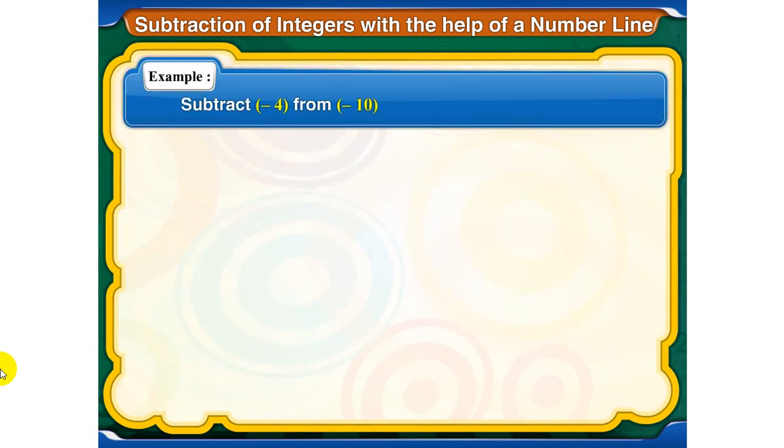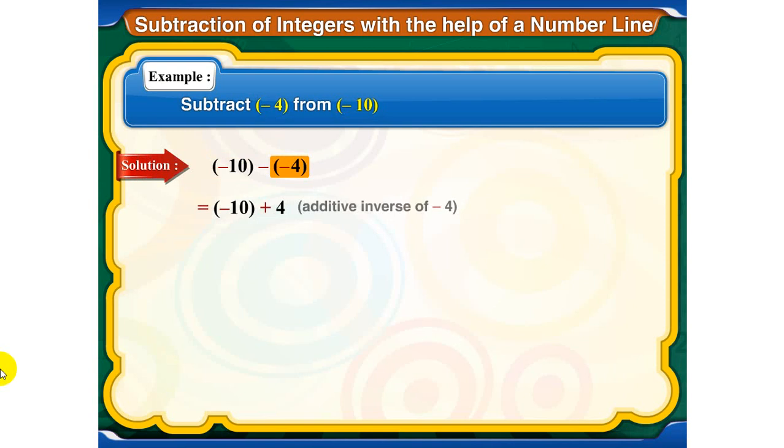Example. Subtract minus 4 from minus 10. Solution. Minus 10 minus minus 4 is equal to minus 10 plus 4, which is the additive inverse of minus 4. So that is equal to minus 6.